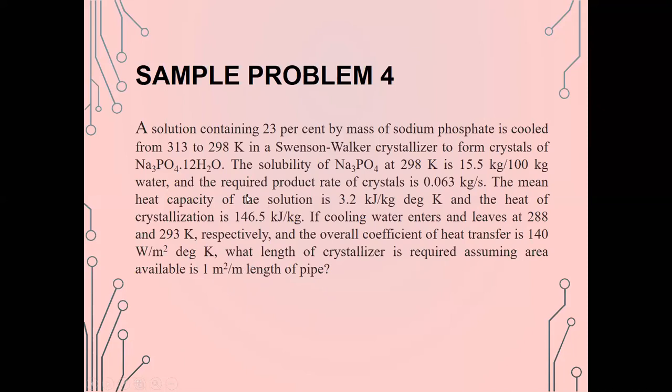So we are to solve for the length of the Swenson-Walker crystallizer that would be required to, of course, produce this much crystal, 0.063 kilograms per second. We will start with the illustration that was given in the PowerPoint. The crystallizer is simply drawn in the form of a box, and the streams that are important, with their corresponding data, should also be depicted on such illustration. So I will stop sharing here and I'll go to the board.